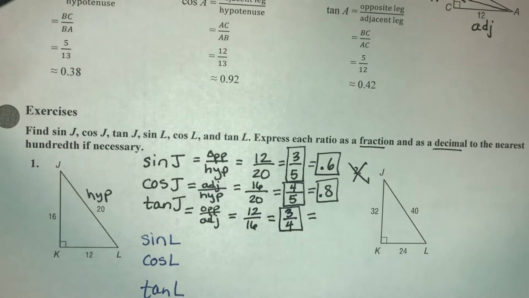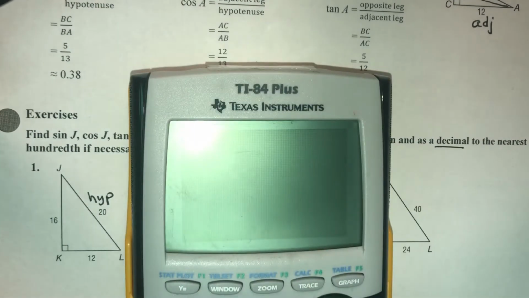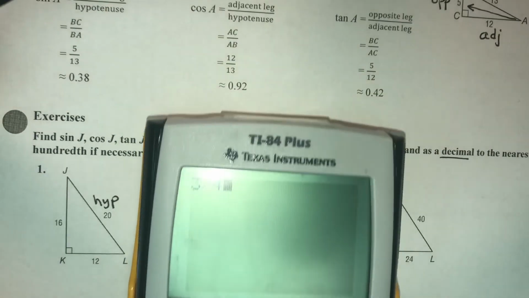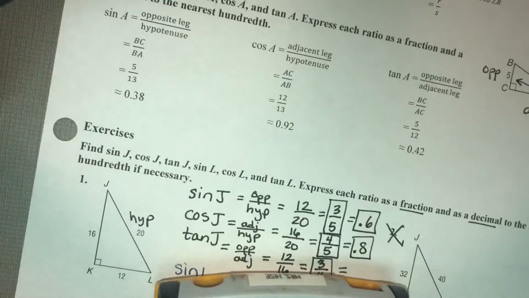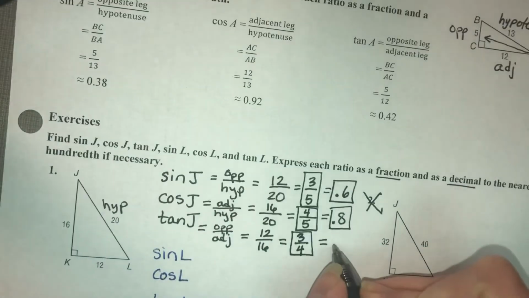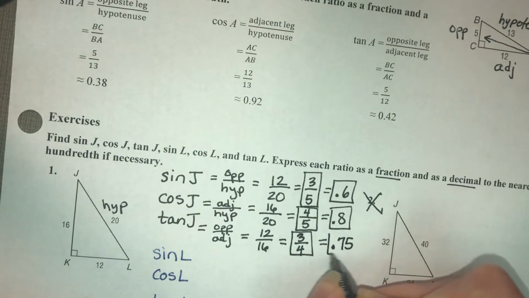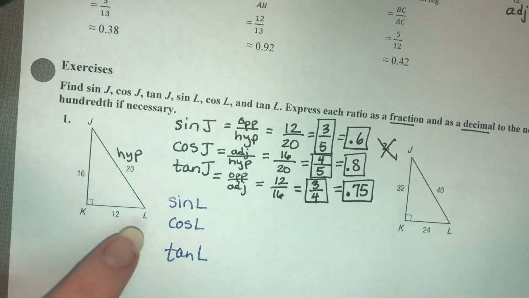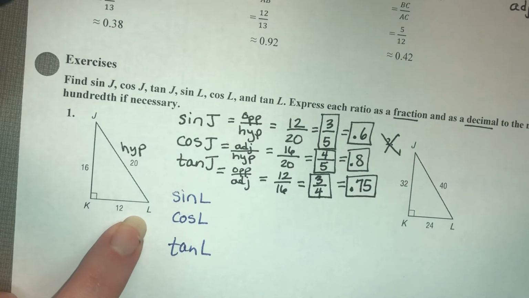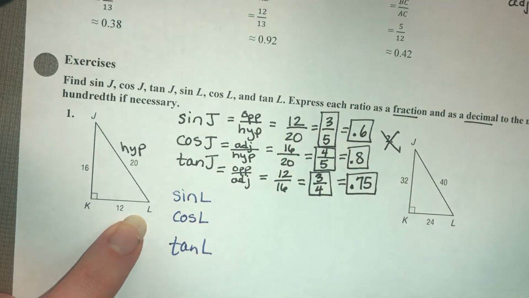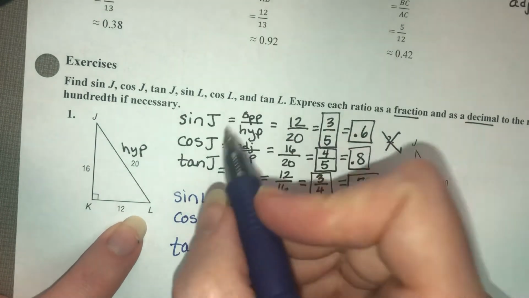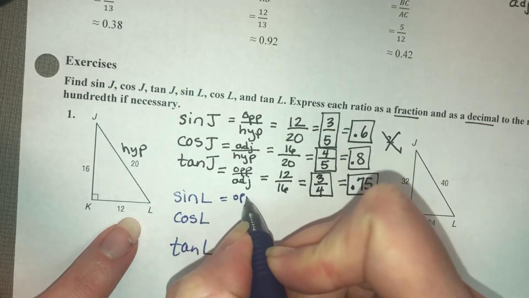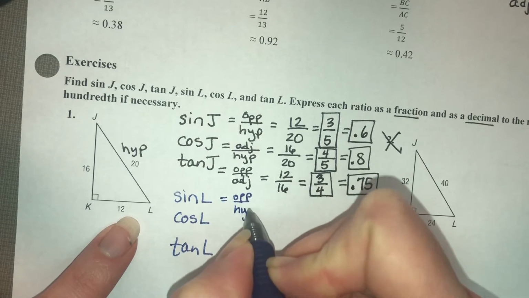And 3/4 as a decimal is 0.75. So you can put equals 0.75. All right. Now we're going to switch gears and we're going to work from angle L. So the sine of angle L is equal to the opposite over the hypotenuse.